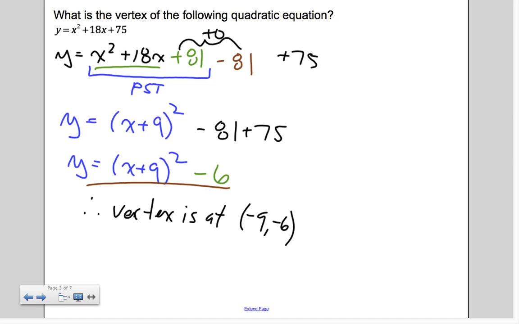What's the stretch factor? One. Yeah, there's an implicit 1 here. Stretch factor is 1. Does it have a maximum or minimum? There's a minimum of -6, right? So once we have this form, we can find out so many things about this quadratic, this parabola.